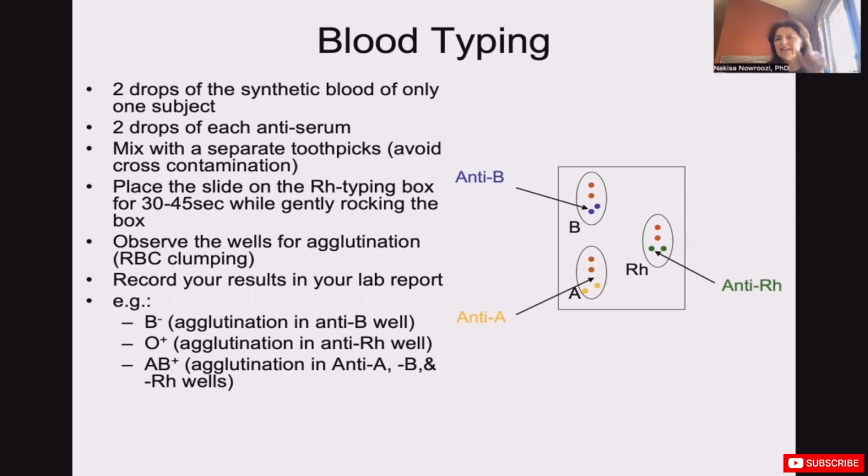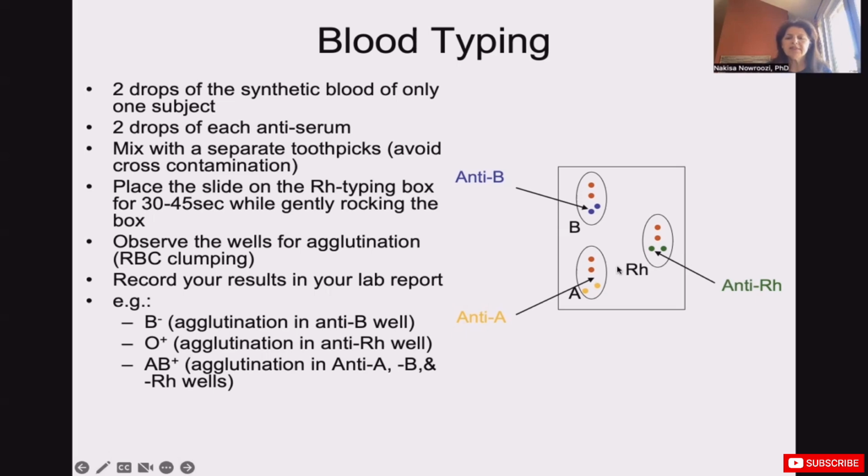So that tells you that antigen is present at the surface of that subject's blood. I'm going to have some examples here for you. For example, if we are looking at agglutination in B well and nothing in A, nothing in Rh, we call that blood type B minus, because minus or plus shows if the antigen Rh is present in the Rh well or not.